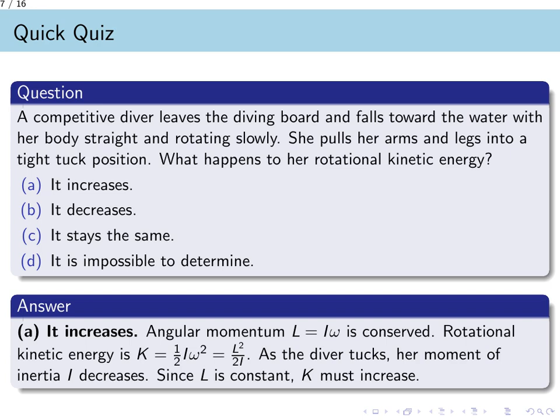A useful expression for kinetic energy is K equals L squared divided by the quantity 2 times I. Since the angular momentum L is constant, and the moment of inertia I decreases, the value of this fraction must increase. The diver's rotational kinetic energy increases. This extra energy comes from the chemical energy in her muscles, as she does work to pull her limbs inward. So the correct answer is that her rotational kinetic energy increases.